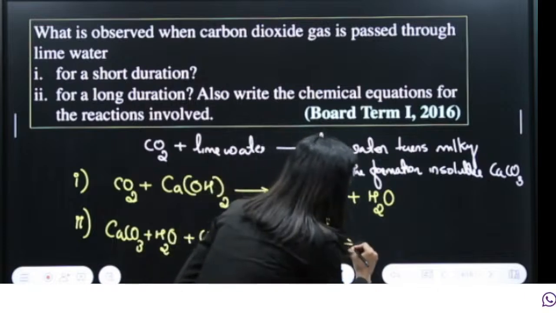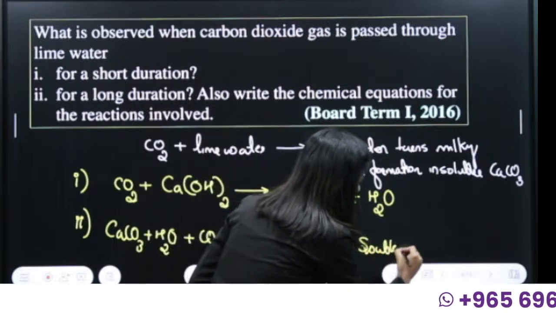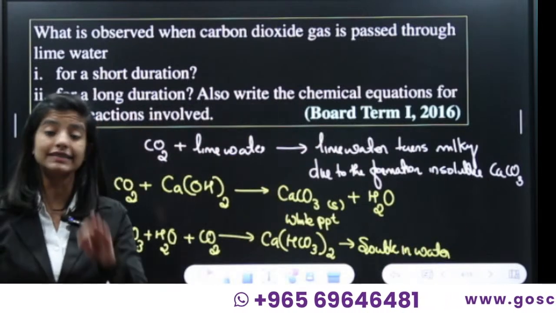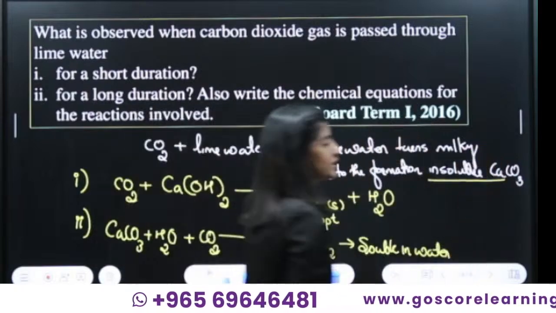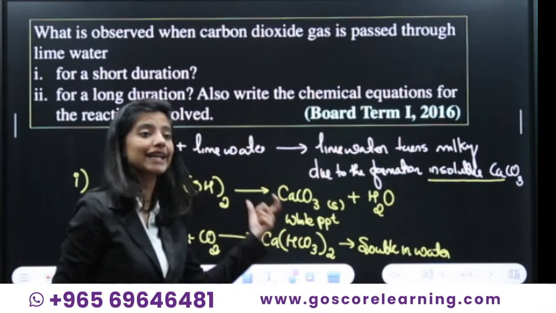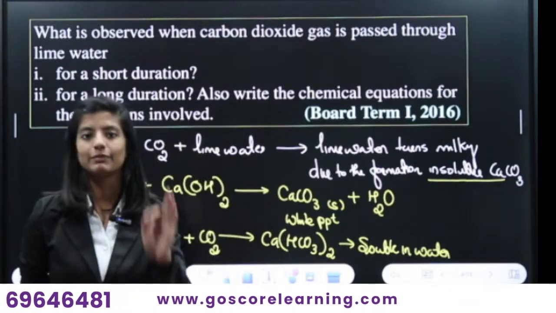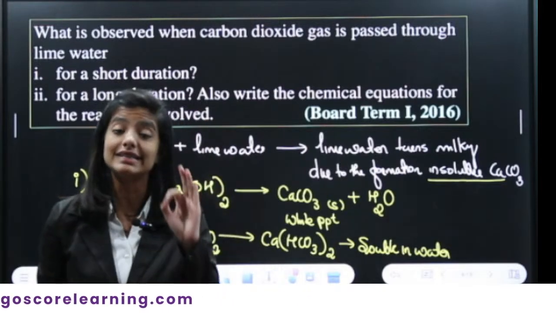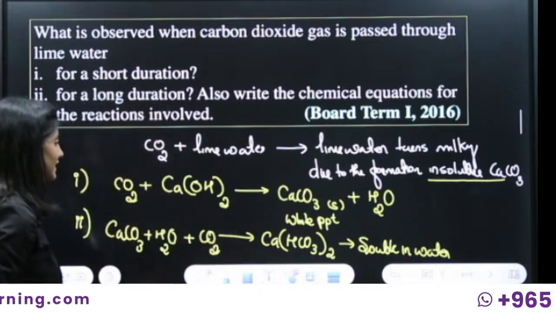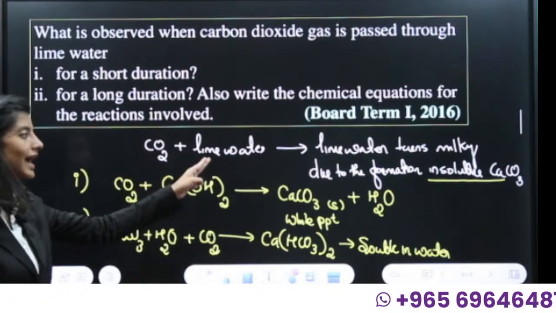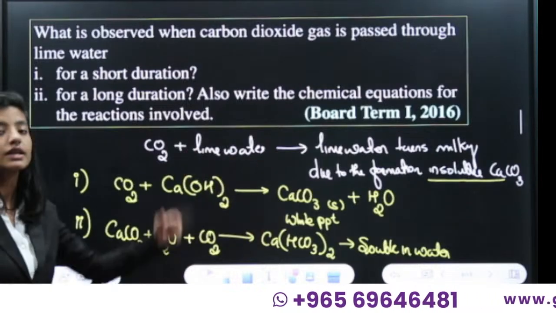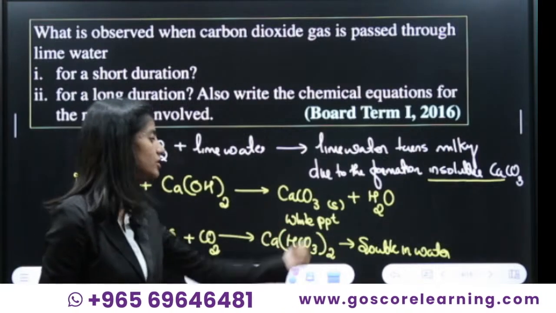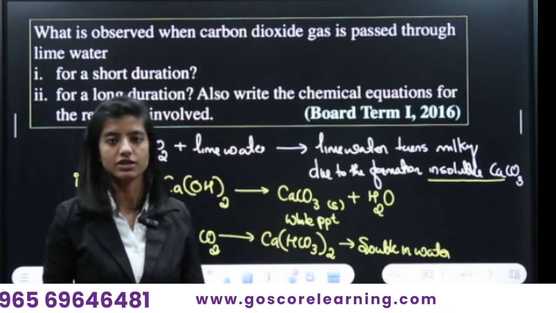Calcium hydrogen carbonate is soluble in water, whereas the calcium carbonate is insoluble in the water. That you have to mark. So calcium carbonate is insoluble in the water, whereas calcium hydrogen carbonate is soluble in the water. Hence, the milky white precipitate disappears. The milkiness disappears. So that's your second answer. In the first one, the lime water turns milky. In the second one, the milkiness disappears due to the formation of the soluble calcium hydrogen carbonate or calcium bicarbonate. Okay, cool.